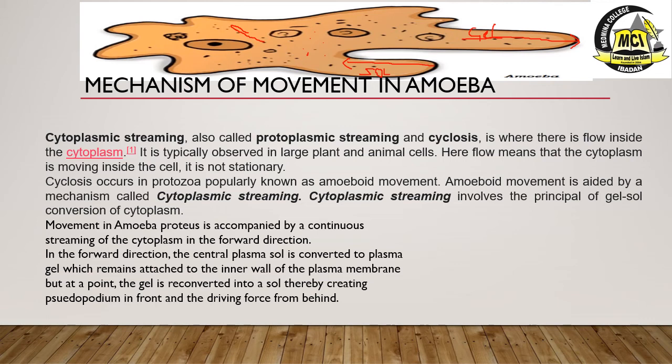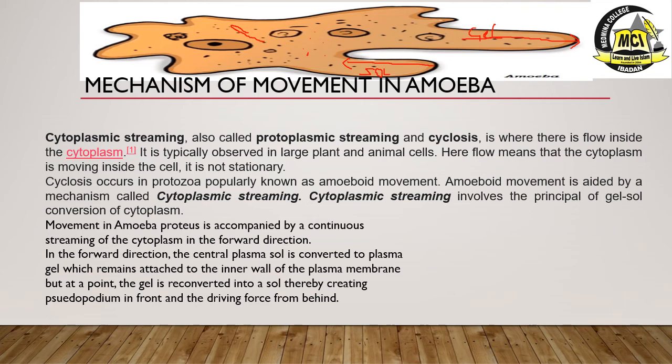Now let's see what we have on the screen with what I've explained. Movement in amoeba proteus is accompanied by a continuous streaming of the cytoplasm in the forward direction. In the forward direction, the central plasma sol is converted to plasma gel. Can you see? It will be converted to plasma gel, which remains attached to the inner wall of the plasma membrane, because they are found in the plasma membrane. That is where they are.